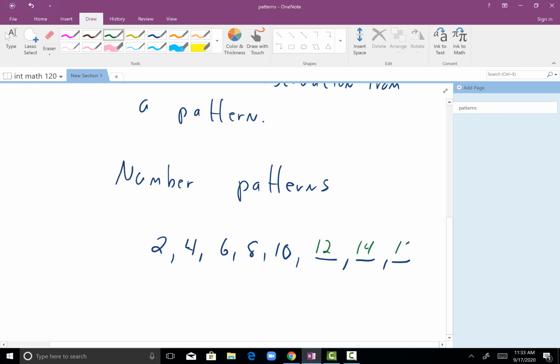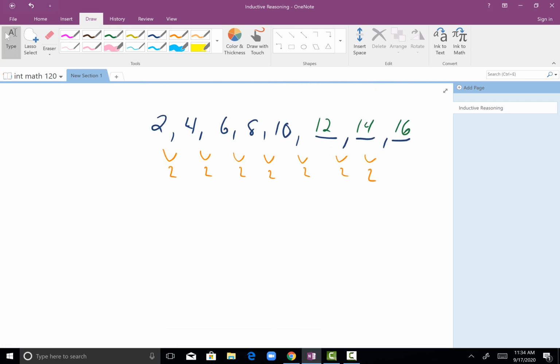But what's more important is where did those come from? Well, we know that they're even numbers, obviously, but if we look here, we see that the difference between each one is 2. So it has a constant difference, we say in mathematics. Then that gives us our pattern, and there's our conjecture. Sweet so far, right?